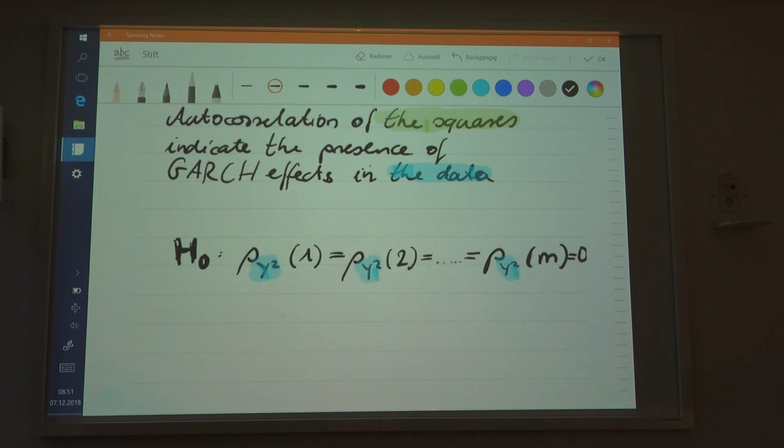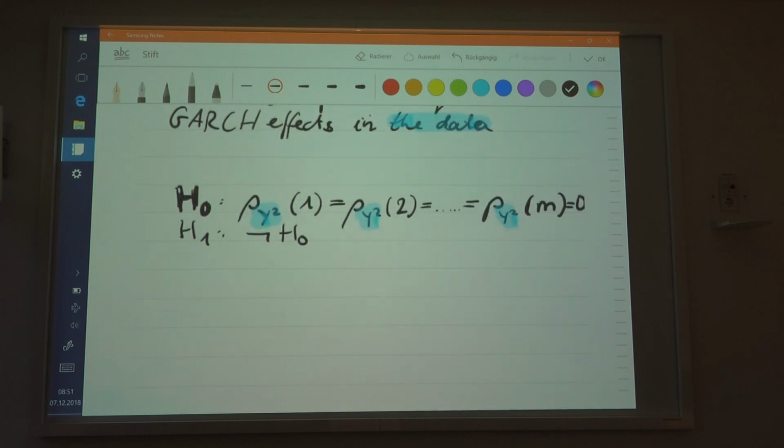And the alternative hypothesis says that there is at least one autocorrelation function which is not equal to 0. Obviously, that's the negation of the null hypothesis. So it means that there is at least one autocorrelation which is not 0, along here from these autocorrelation functions.